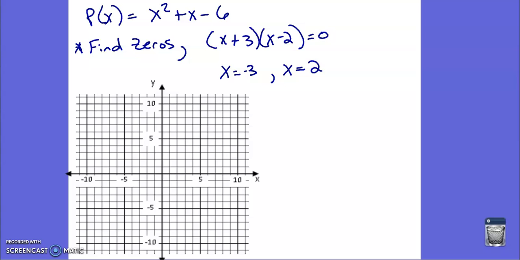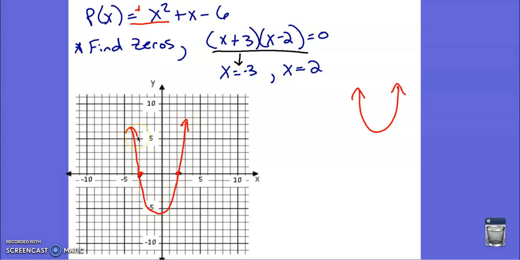As an example, here we have a polynomial. If we factored this, we can see that negative 3 is a zero, and positive 2 is a zero. Something I want to point out: notice it's x squared, and it's positive. So we know it's a parabola, and the parabola is going to go up. Because we know these two are zeros, we know in general the graph will look like this.